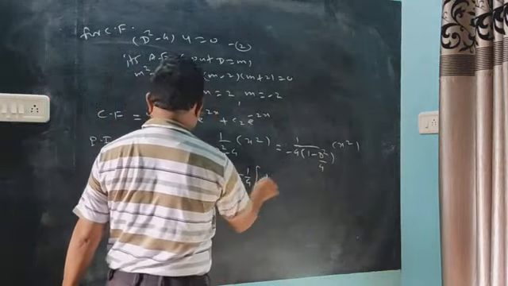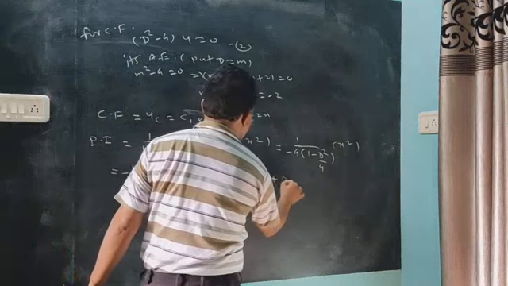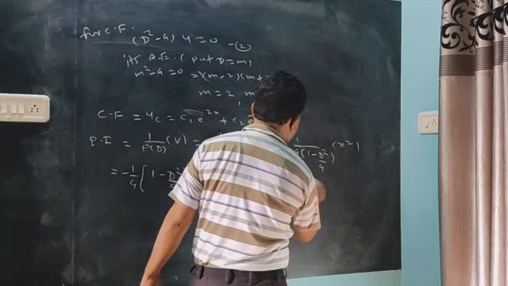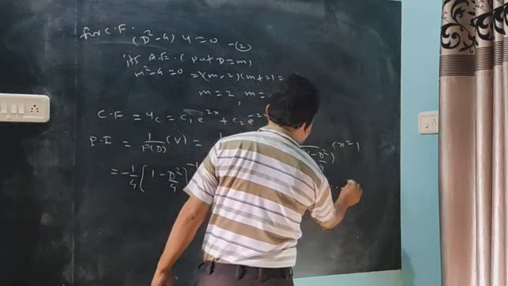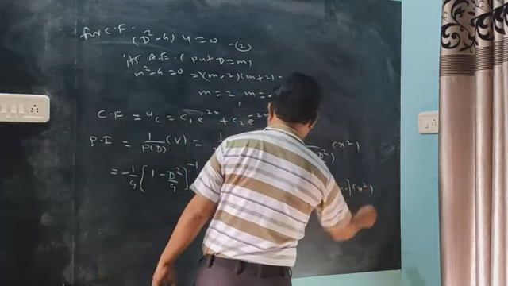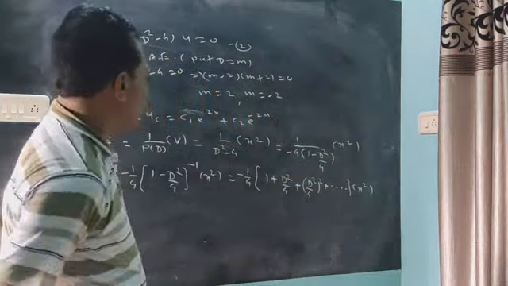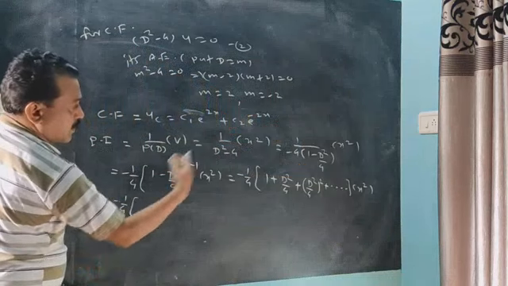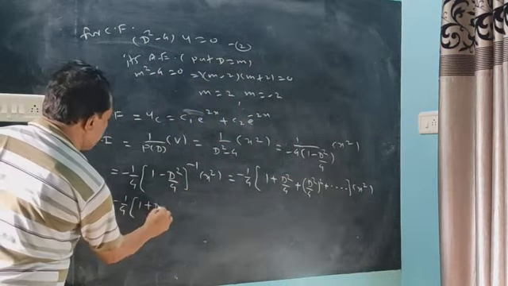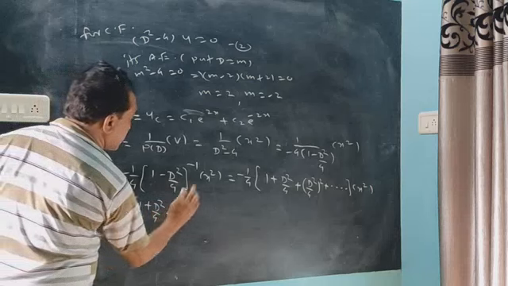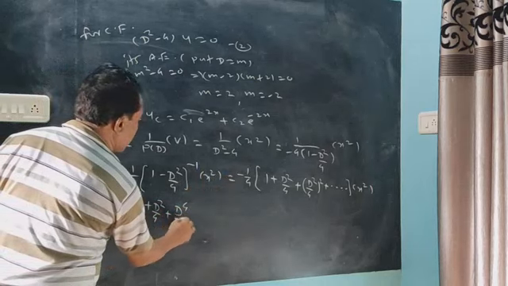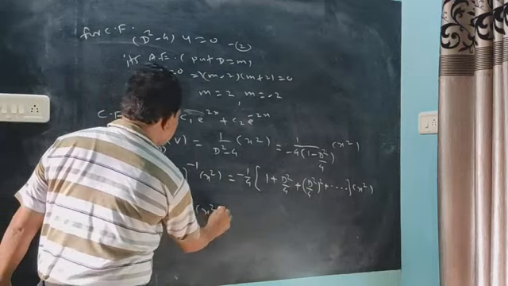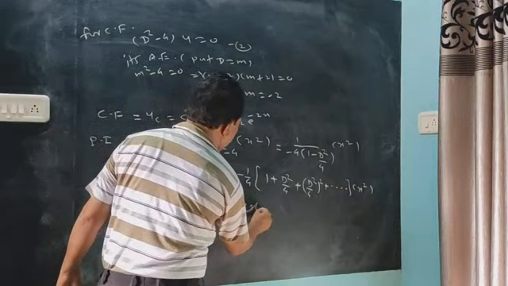Binomial theorem: 1 plus d square by 4, next d square by 4 squared, and so on, increasing power. So minus 1 by 4 times 1 plus d square by 4, and d square squared by 16, and other terms are 0.